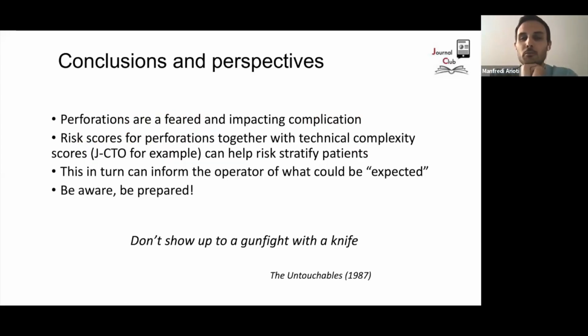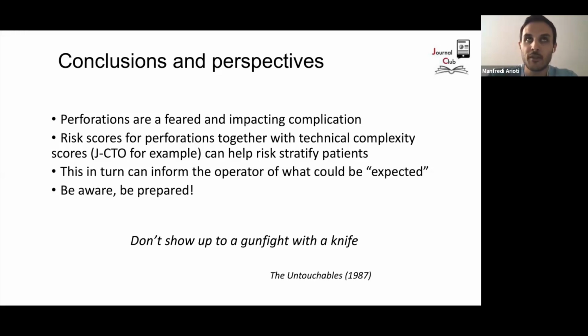And turning to conclusions and perspectives, perforations are feared and impactful complications, as we saw through the data. And these were scored, both by the Progress CTO perforation score and the Open CLEAN score, together and mixing them up with scores which reflect technical complexity, for instance, the J-CTO score. They're not orienting practice, but they can help risk stratify patients. And this in turn can inform the operator of what could be expected throughout the procedure.